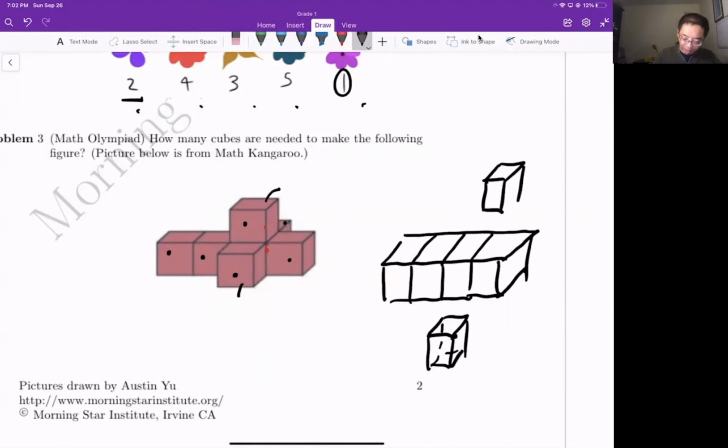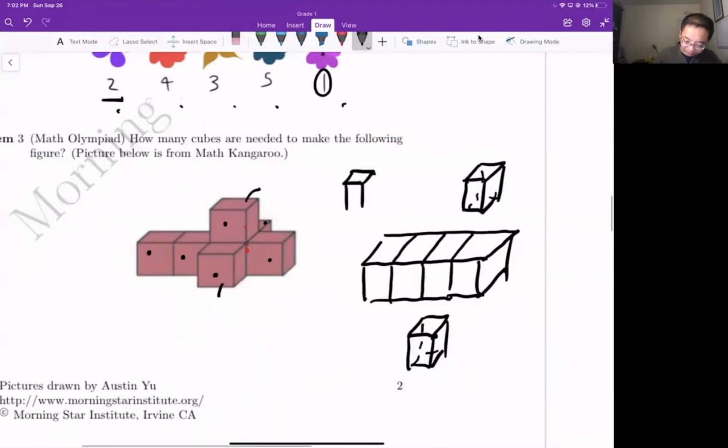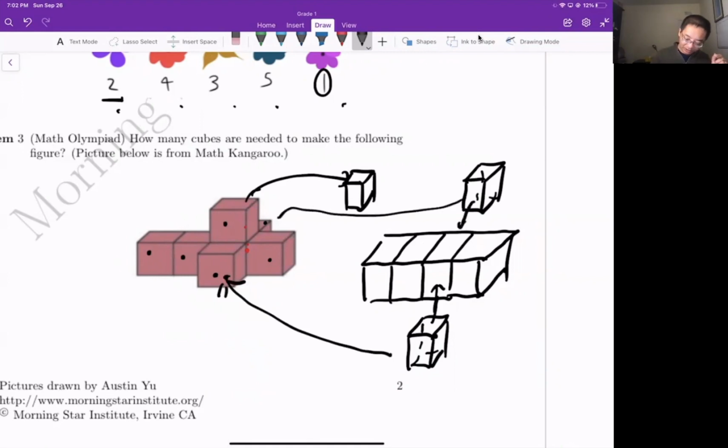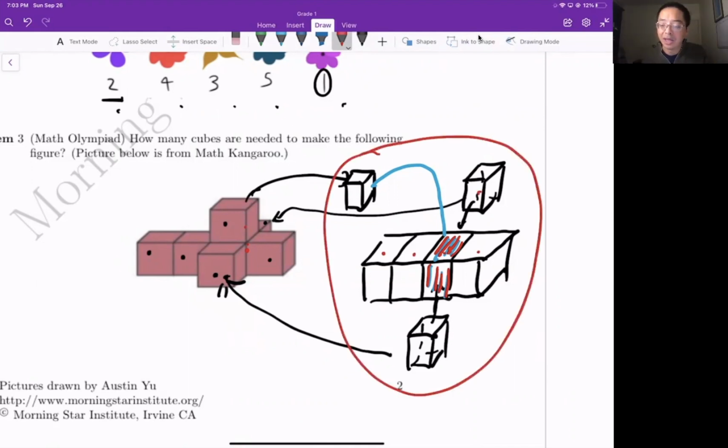And then the top one, this is the top one. Top one is right here. So we move this front one to here, and that's what happened. And then we move the back one to here, and that's what is connected here. And then we move the top one on top of this cube. That is the one that I use red. That is the one that is not visible. So we have 1, 2, 3, 4, 5, 6, 7. So we need 7 cubes to build this figure.